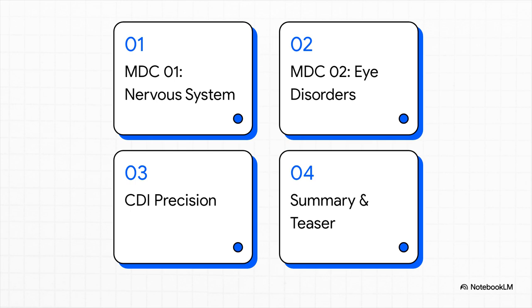Here is our syllabus for today's explainer. 1. MDC01 covering the nervous system. 2. MDC02 for eye disorders. 3. CDI precision. And finally, 4. A quick summary plus our Part 44 teaser.